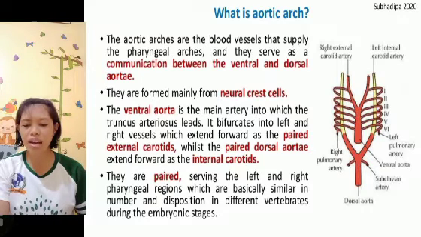So the ventral aorta is the main artery into which the truncus arteriosus leads. It bifurcates, meaning it branches into two, into the left and the right vessels, which extend forward as the paired external carotids, and the paired dorsal aorta extend forward as the internal carotids.